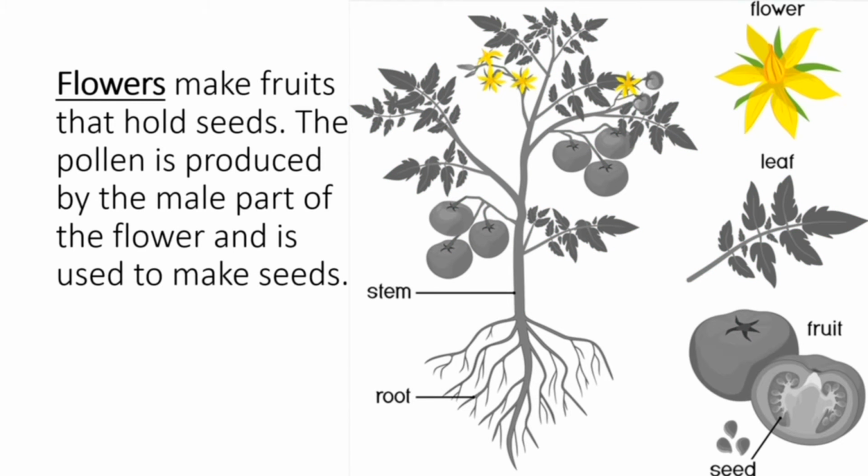The flowers of a plant contain pollen. Insects and birds are attracted to brightly colored flowers and spread the pollen from one plant to another plant. The pollen is produced by the male part of the flower, and it fertilizes the female part of the flower. This is how the plant reproduces and grows more plants.